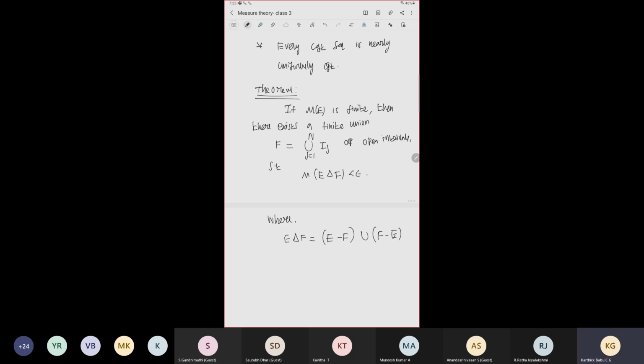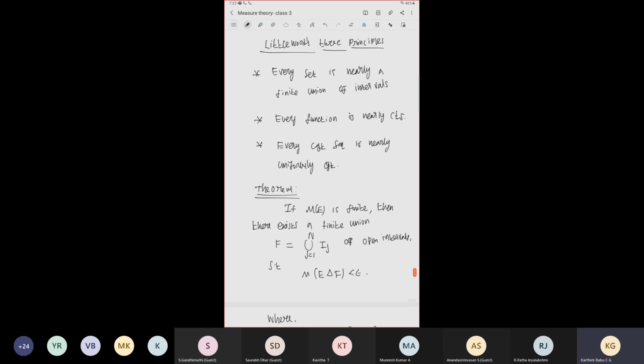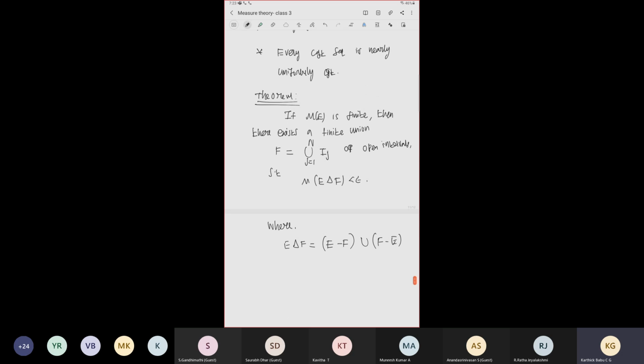That is what symmetric difference is. So it is like differing from a union of intervals. The very small part, in the sense of measure, is outside of this union of open intervals. That's what the first property says: every set is nearly a finite union of intervals.